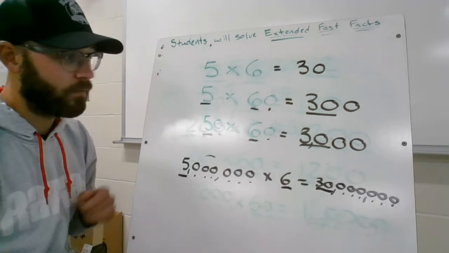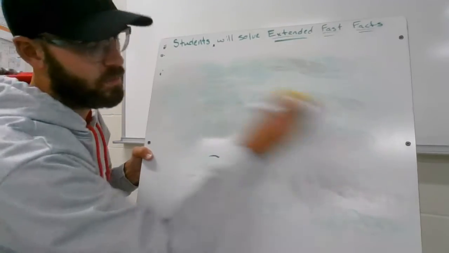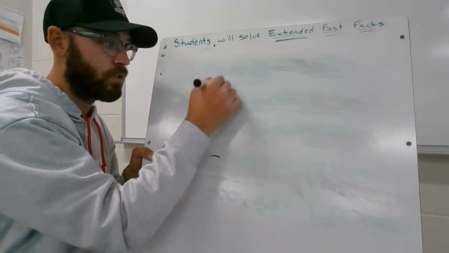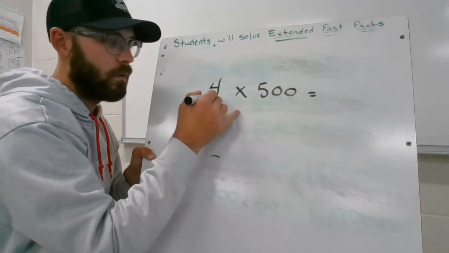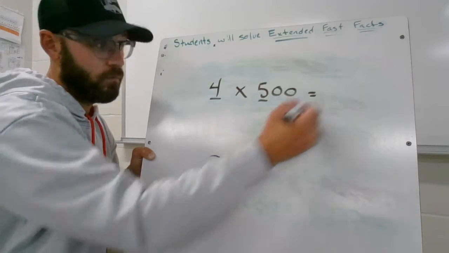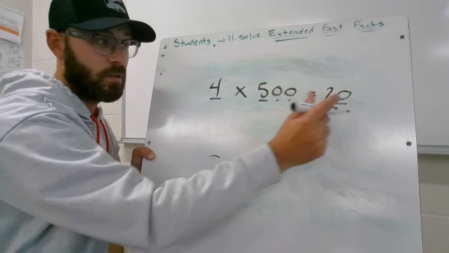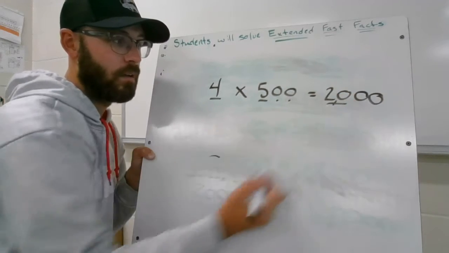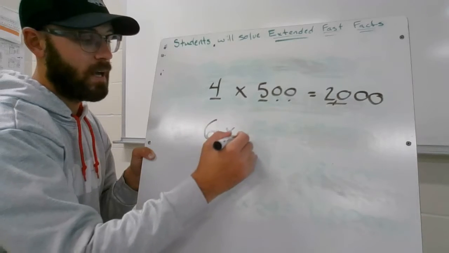So just be very careful on the ones that have the fast fact ending with a 0. For example, I'll do one more of those just so you can really see it. 4 times 500. Well, 4 times 5 is 20. Be careful now because I still have to add 2 zeros. This 0 doesn't count. 1, 2. 2,000. Pretty simple.